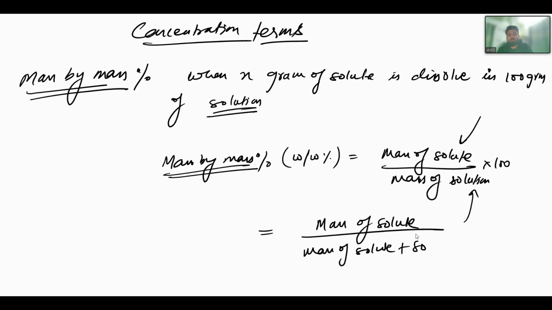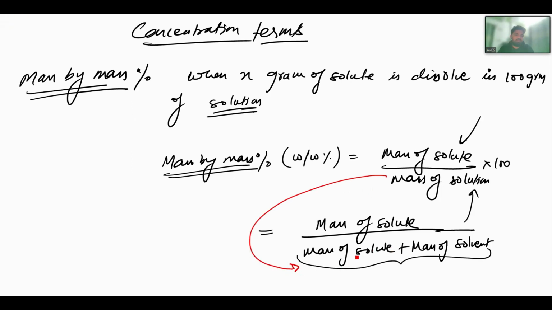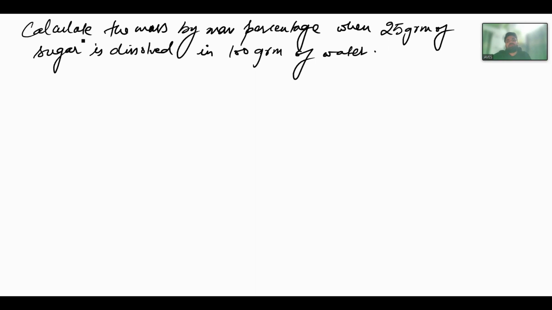Mass of solvent, because together this is actually the mass of solution. So we can write mass of solute upon mass of solute plus mass of solvent, into 100. Got it? So this is mass by mass percentage, or we can write it W by W percentage. Note it down.